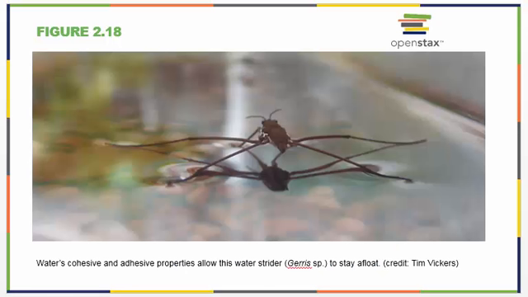Here's one of my favorite examples of surface tension: bugs that can seemingly walk on water. They're actually walking on the surface tension, but it looks really neat all the same.